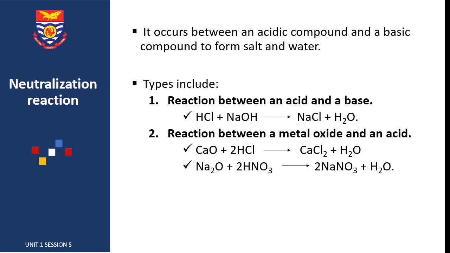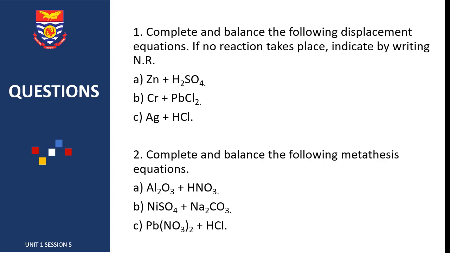Another is a reaction between metal oxide and an acid. So an example is calcium oxide, which is basic, reacting with hydrochloric acid. We are going to produce salt, which is calcium chloride, and then water as the only products. Another is where we have sodium oxide with nitric acid, which will produce sodium nitrate, which is the salt, and then water as the only product.